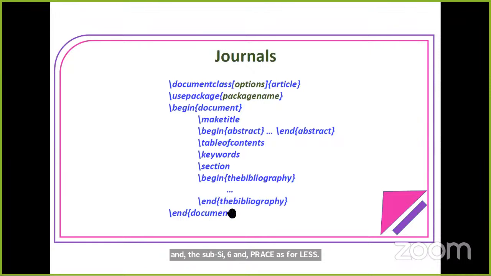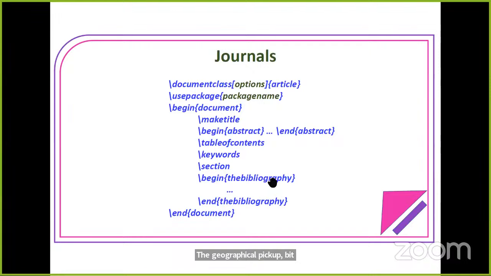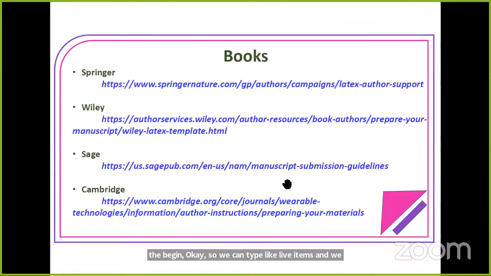And for the bibliography, we can form a bibliography within the journal itself, because for journals we will be having approximately 10 to 15 bib items only, references only. That we can do with the begin or end bibliography environment itself. So we can type the bib items, then we can do it. Okay, so this is for a journal. This is a general structure for a journal.